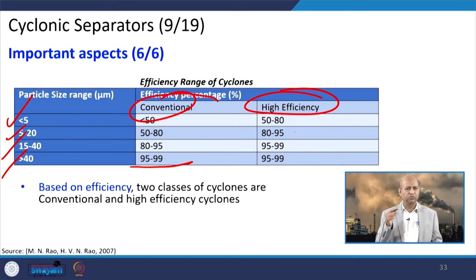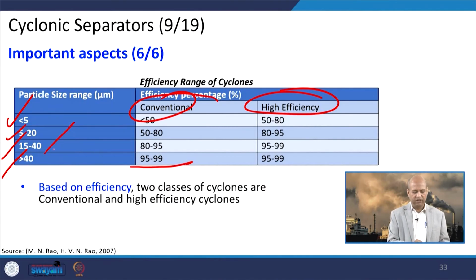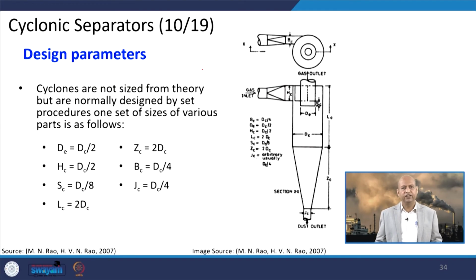So, that is the limit, you can say up to the 40. Otherwise, the basic thing is the difference between 520 and 1540, that is the efficiency difference. And based on the efficiency, two classes of cyclones have been categorized: conventional and high efficiency. If you want to see the design parameters, based on several design exercises, practices or observations, certain empirical relationships have been decided, like dE equals dC upon 2, ZC equals dC upon 2.